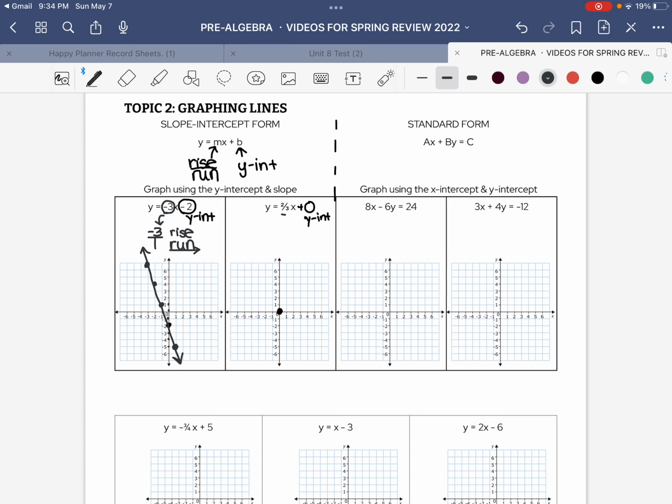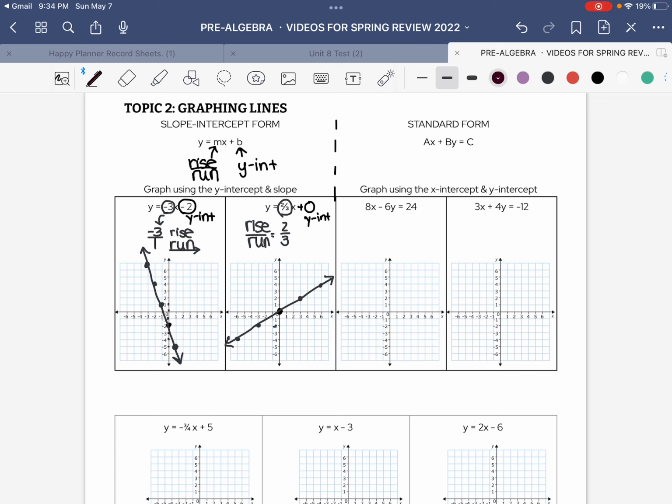Then my slope is 2/3, which means I'm going to rise 2 and run 3. So up 2, right 3. Up 2, right 3. Or I can go down 2 and left 3. I'm allowed to go backwards as long as I switch both things I was doing. So instead of going up 2, right 3, I can go down 2, left 3.